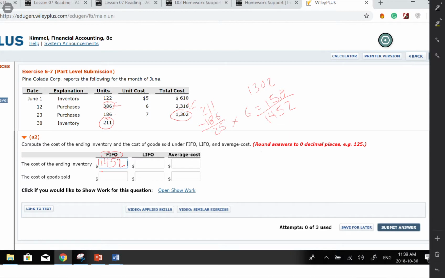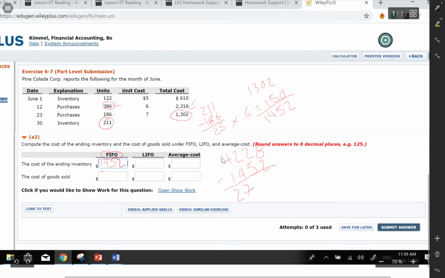Now to figure out the cost of goods sold, we obtain that number by subtracting the ending inventory from the cost of goods available for sale, which we figured out in the previous exercise, which was a total of $4,228, minus the cost of the ending inventory that we just figured out, which was $1,452, and that gives us a total of $2,776 for the cost of goods sold under FIFO rules.